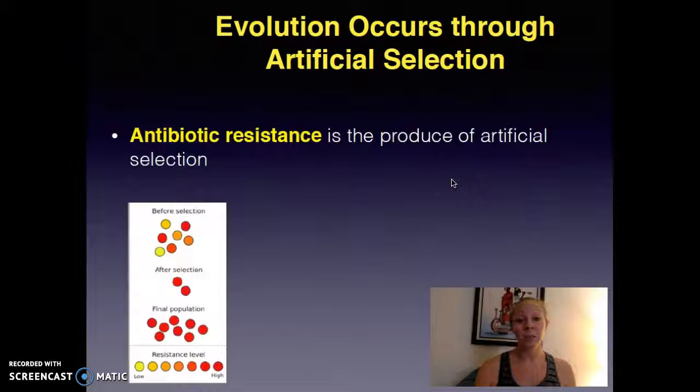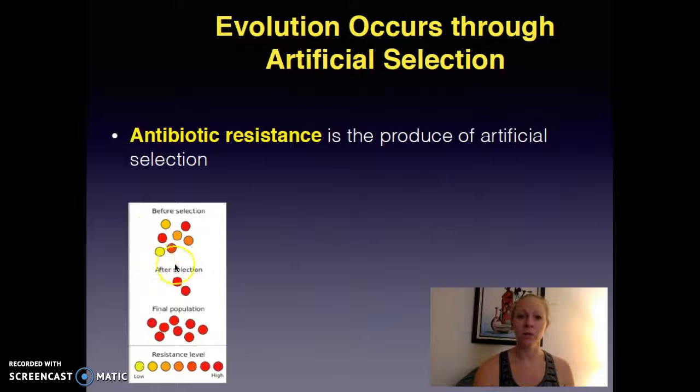Our final example of artificial selection is antibiotic resistance, which is a problem in our culture today. To understand antibiotic resistance, we have to remember that there are variations in all populations. Here we have a variation in the bacteria's resistance. The more red it is, the more resistant it is, and the more yellow it is, the less resistant it is.